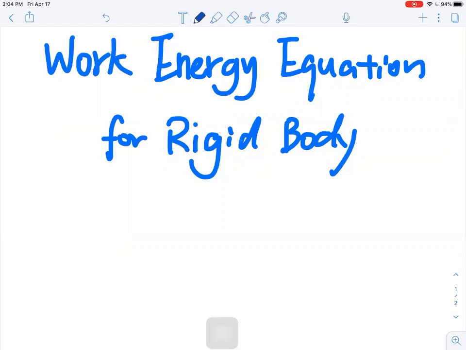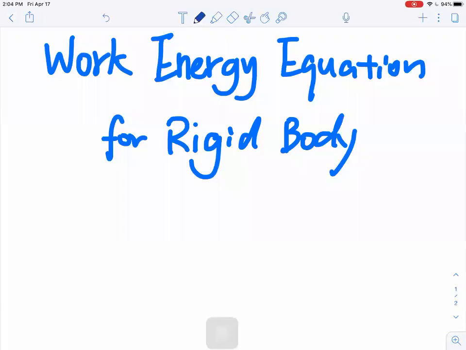Today we're going to talk about the work energy equation for rigid body. And if you still remember in chapter 4, we learned the work energy equation for particle kinematics. It's very similar, but there's a slight difference between rigid body and particles. So today we're going to look at what the work energy equation for rigid body is.